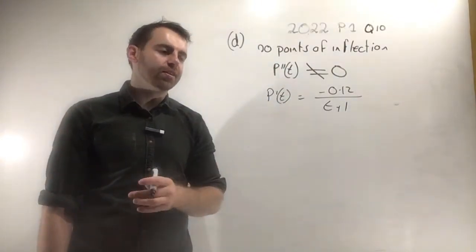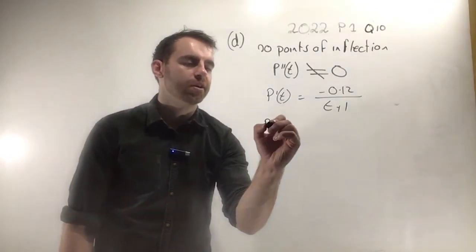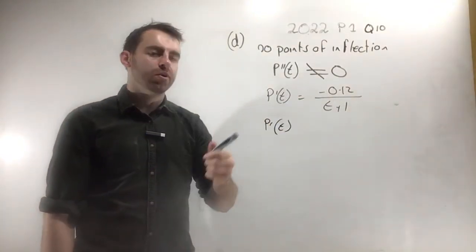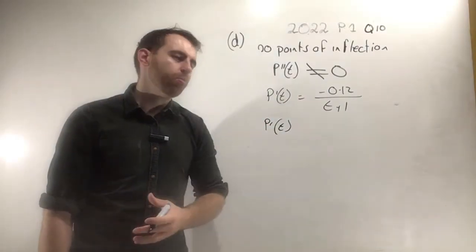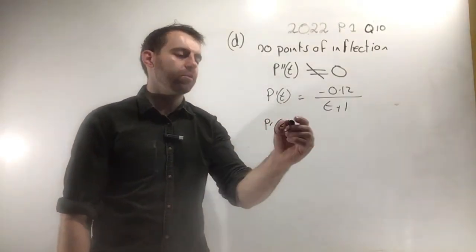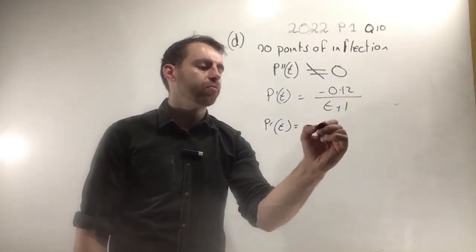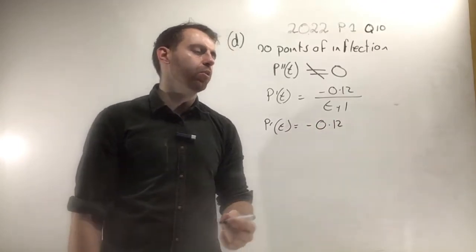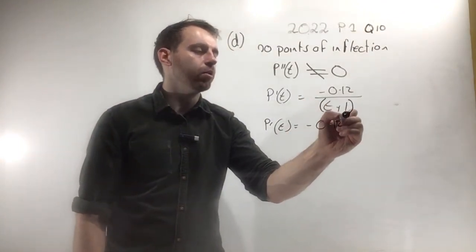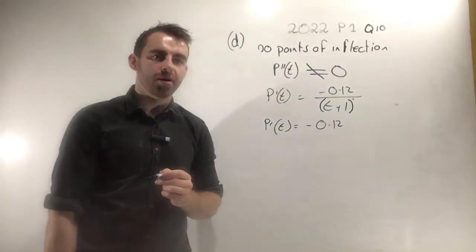Now before I differentiate this, I'm going to rearrange it a little bit. You could use the chain rule, you could use the quotient rule, but I think there's an easier way of doing it. So the way I'd suggest doing this, I'd rewrite this as minus 0.12, and then you have t plus 1 to the power of 1 on the bottom of the fraction.